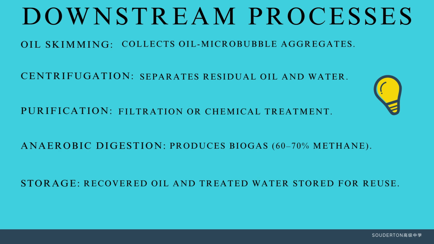The downstream processes for oil recovery from POME using microbubble technology include oil skimming, where oil microbubble aggregates are skimmed from the surface, followed by centrifugation to further separate oil from water. The recovered oil undergoes purification through filtration or chemical treatment to remove impurities, while the remaining POME is treated in an anaerobic digester to produce biogas, reducing environmental impact.